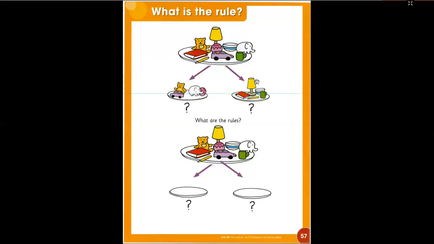First of all, we put the lamp, bowl, cup, pencil, and notebook on one side. How many are these? 5. Now, on the other hand, we have a ball, elephant, teddy bear, and a car. 1, 2, 3, 4. Here are 5 things, and here are 4 things.